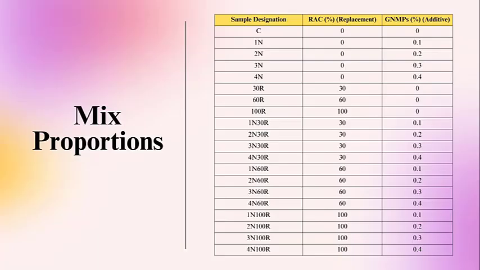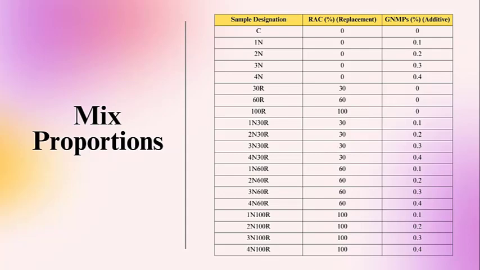This table displays 20 mixtures with various ratios of recycled aggregate concrete and nano microplatelets of graphite to evaluate their impact on concrete. The letter C denotes the control specimen. The letter R denotes specimens that incorporate recycled aggregate concrete. The numerical values 30, 60, and 100 correspond to the percentage of natural coarse aggregate replaced by recycled aggregate, namely 30, 60, and 100%, respectively.